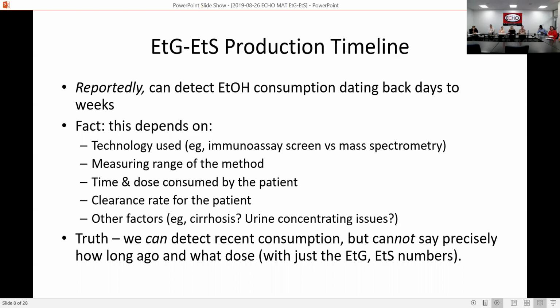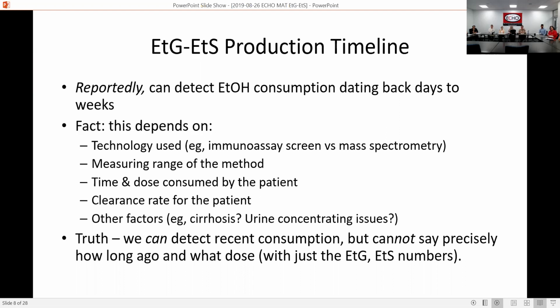So what we've found is that the technology used and the ability of that technology to reliably detect the compounds is really, really super important. The screen to confirm method is economical, but it can miss some things. So if you have a patient who usually makes ETS, the ETG method doesn't detect it. So you might miss some patients that way.